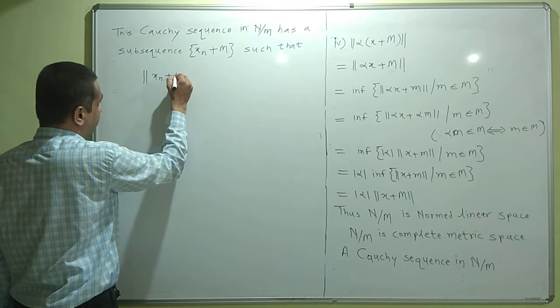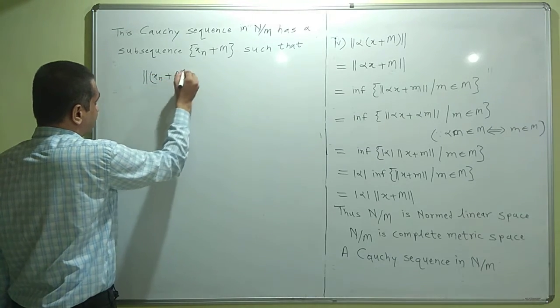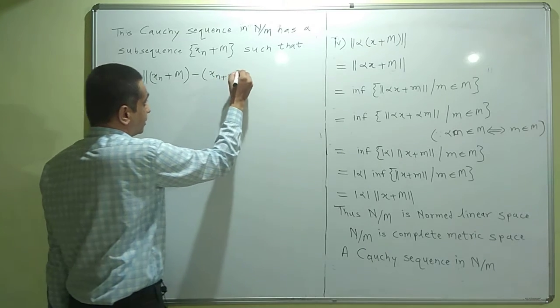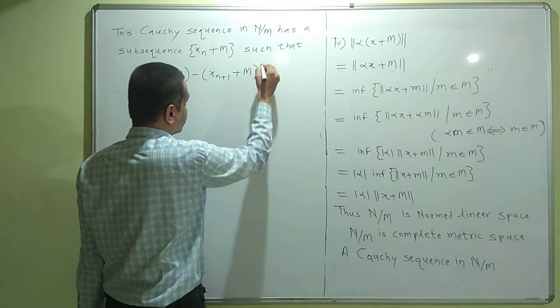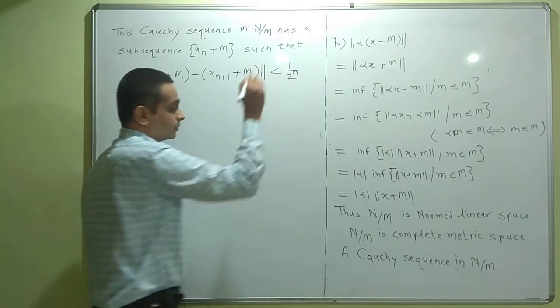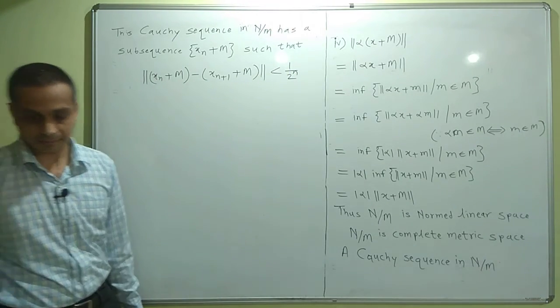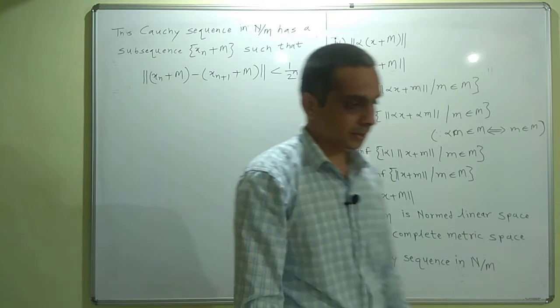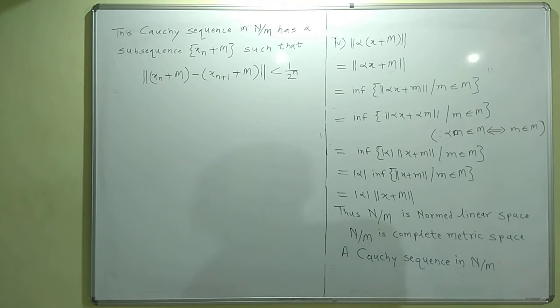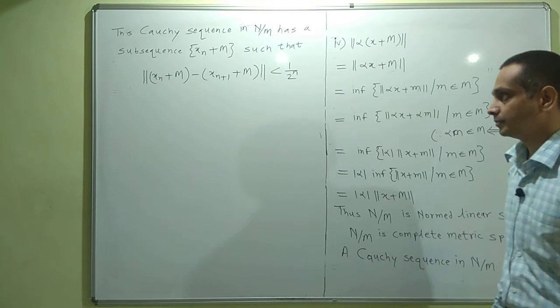xn plus m minus xn plus 1 plus m is less than 1 upon 2 raised to n. Okay, convince yourself that we can construct such a sequence by supplying the proof of this fact.